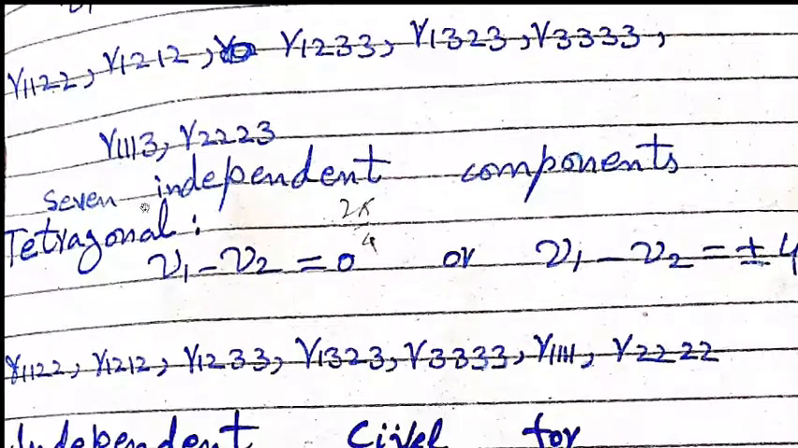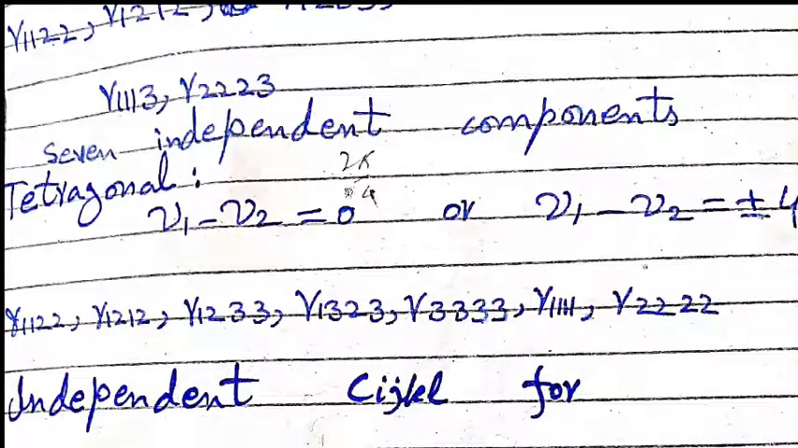Similarly for tetragonal. Tetragonal we have 2 pi by 4, so the difference is 0 or the difference could be plus minus 4. Again we have these 5 from the previous, and here gamma 1 1 1 1 and gamma 2 2 2 2. Nu 1s are 4 and nu 2s 0, so 4 minus 0 is plus 4. Nu 2s are 4 and nu 1 is 0, so 0 minus 4 is minus 4.